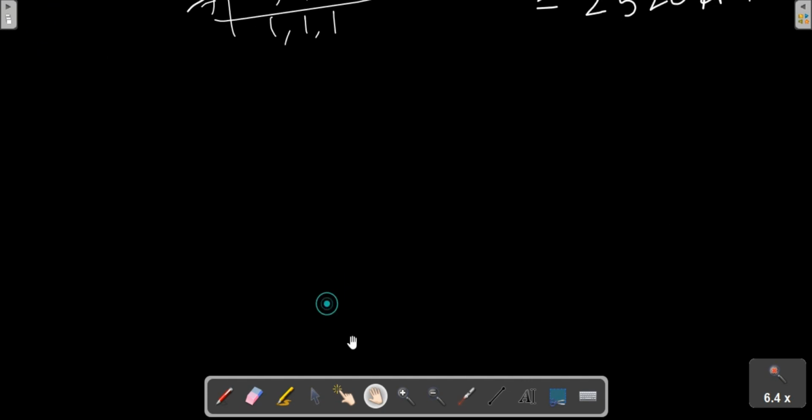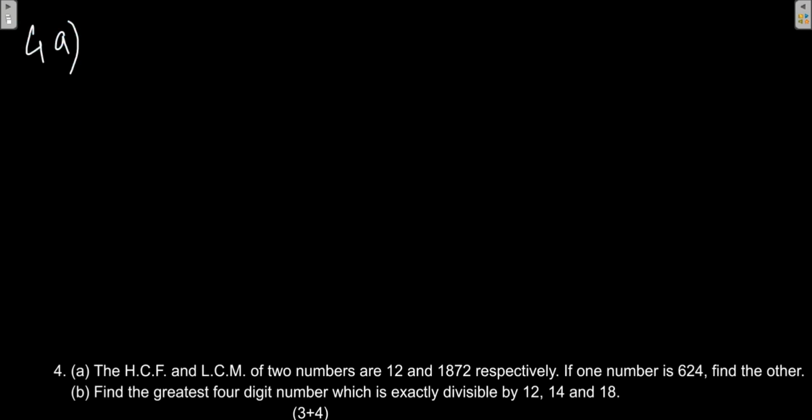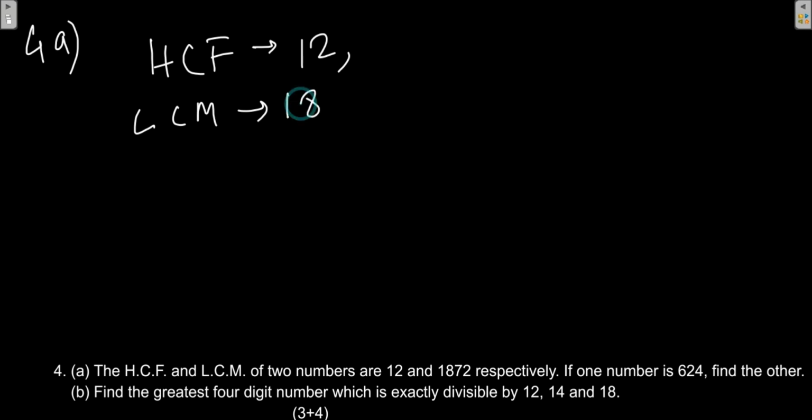Okay, so moving towards the next sum now. Acha, in the next sum, the question number 4a. In the question number 4a, it's told that the HCF and LCM of two numbers are 12 and 1872. So HCF is given, it's 12, and the LCM is given as 1872. And one number is given, it's 624, then find the other number.